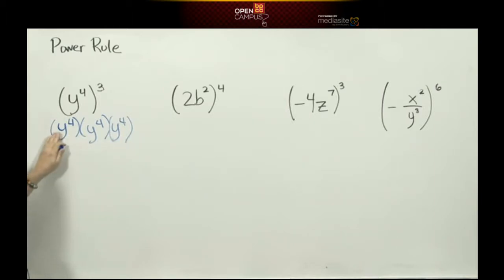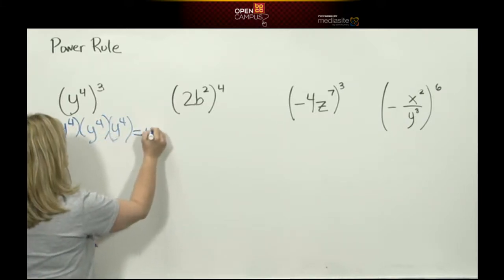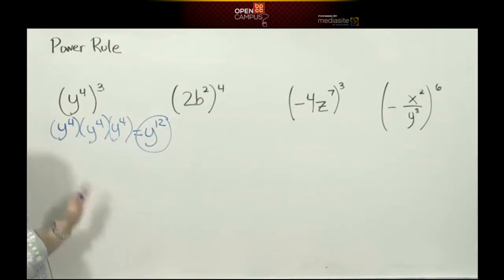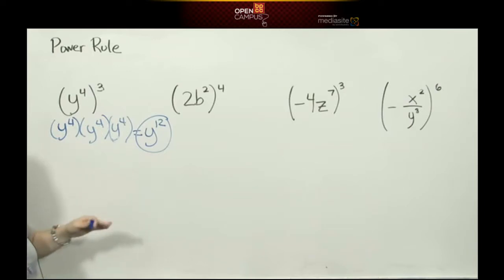And we learn when we multiply the same variable, we just add the exponents. 4 plus 4 is 8. 8 plus 4 is 12. So we know this expression is y to the 12th. Now, we don't need to do this middle work. We have the power rule.